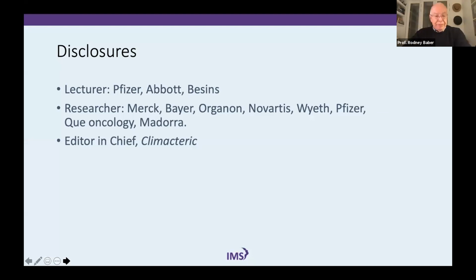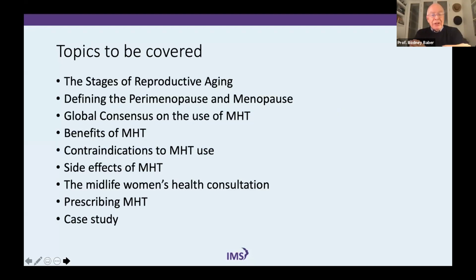My task is to talk to you about MHT prescribing principles and options. The topics I choose to cover today include the stages of reproductive aging, defining the perimenopause and the menopause, a little bit about the global consensus on the use of MHT, the benefits of MHT, contraindications to MHT use, the side effects, and then important things we need to consider when we engage our patient in what I would call the midlife women's health consultation. A few guidelines generally to prescribing MHT, and then we'll try and bring it all together with a case study at the end.